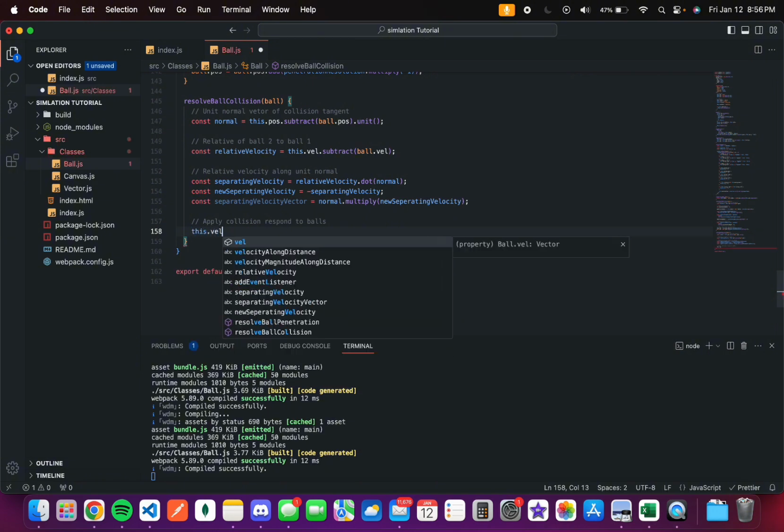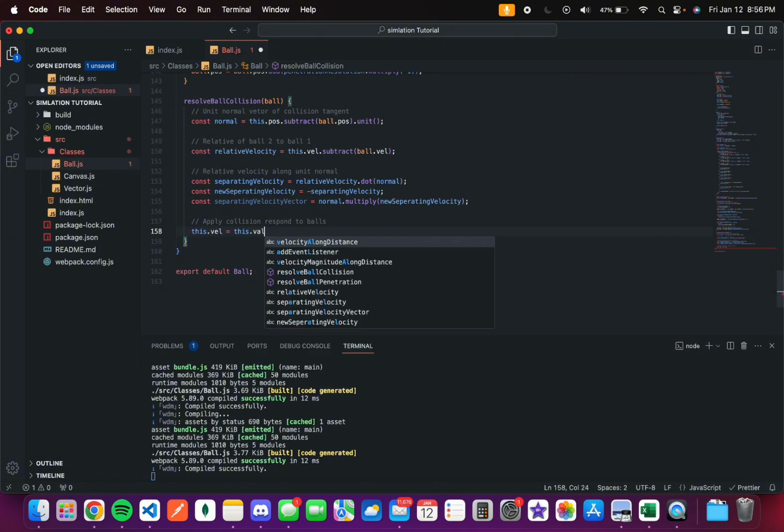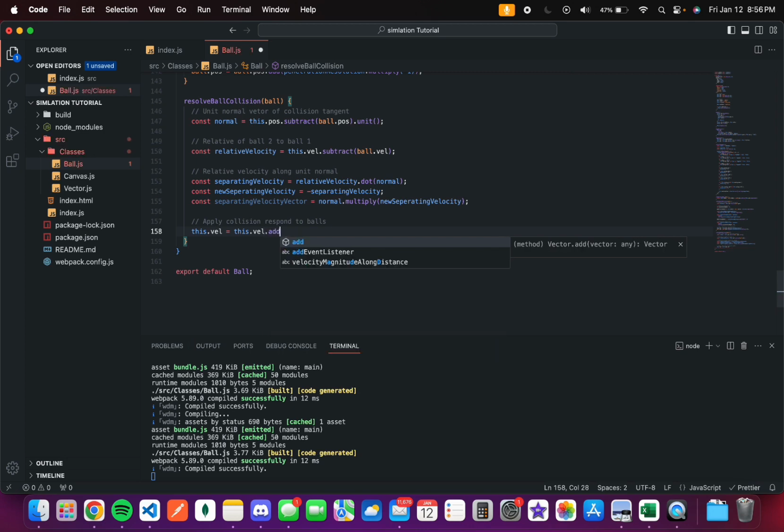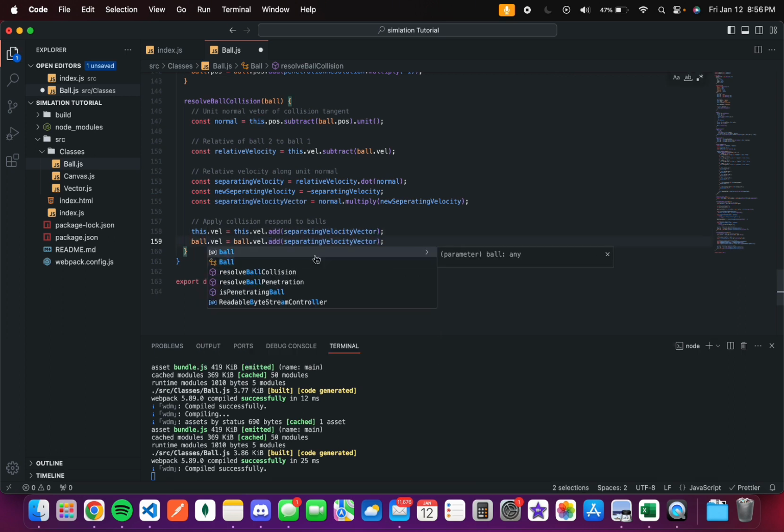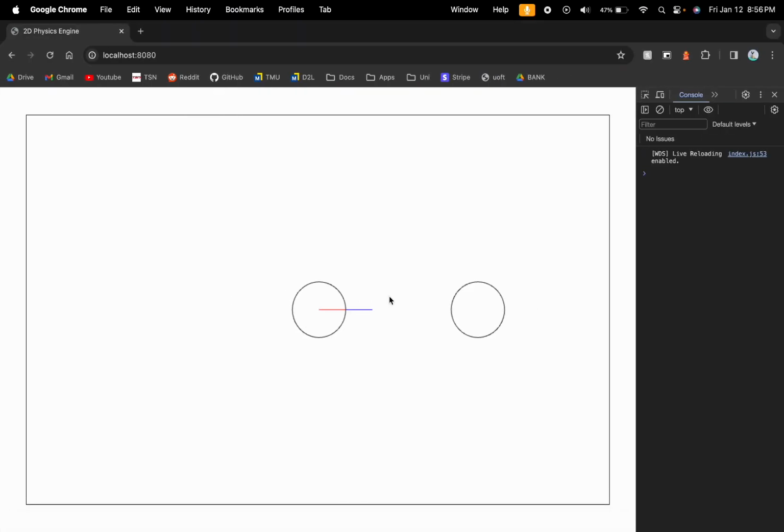So this dot velocity is going to be this dot velocity dot add separating velocity vector. We're going to do the same except multiply it by -1 for the second ball. And I believe it should be working now. See, there you go. Now whenever you bump the balls into each other with a lot of velocity, the balls bounce off of each other. At the moment we don't have a mass, but we're going to be implementing that later.